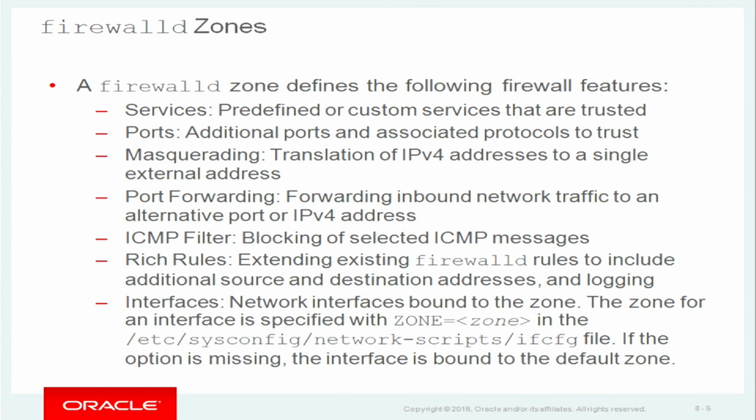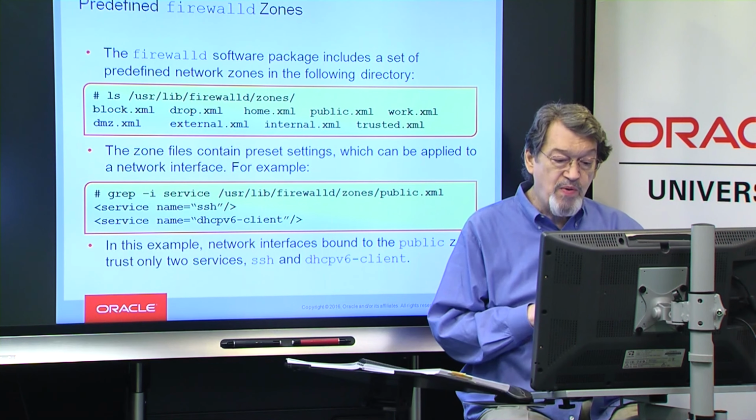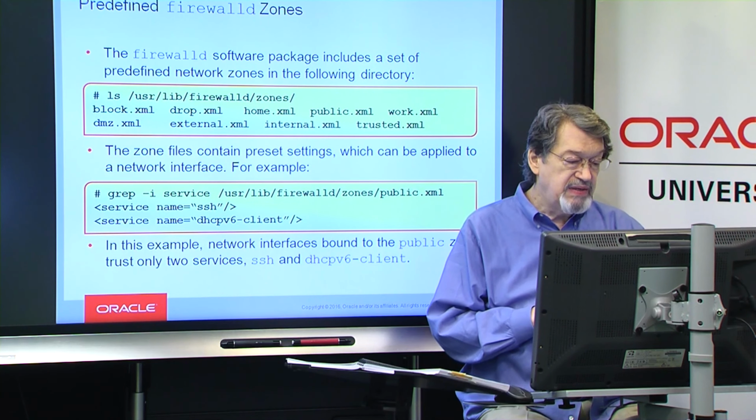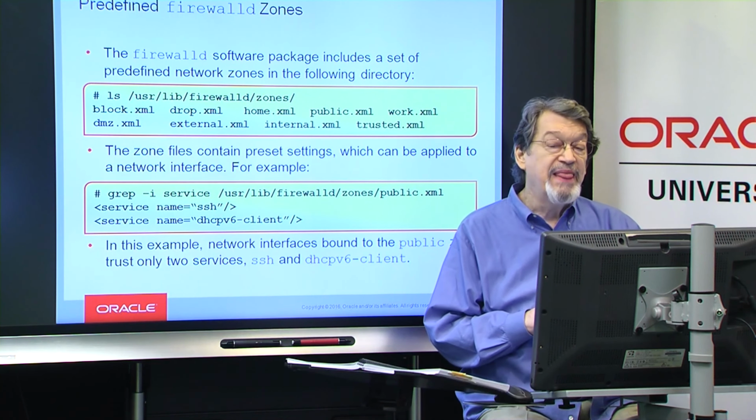And then there is obviously in the /etc/sysconfig/network-scripts ifcfg file, you can then go in and do your zone definitions. Zones. In the /usr/lib/firewalld/zones, we have block, drop, home, public, work, DMZ, that's the demilitarized zone, external, internal, and trusted.